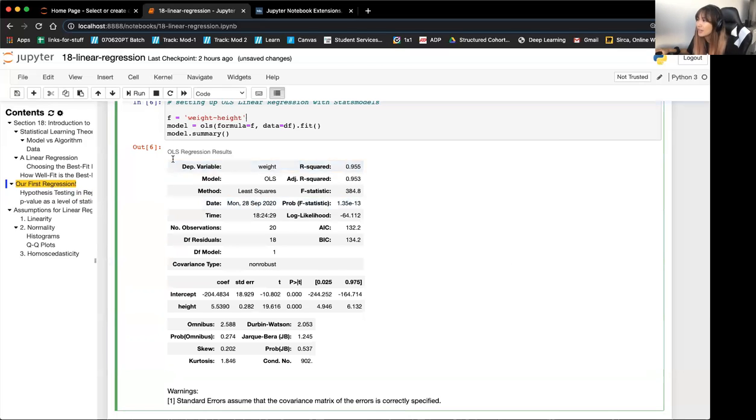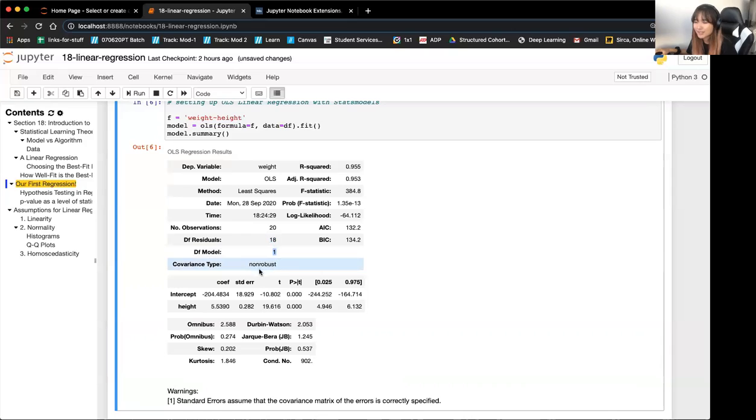So first, on the left side of the first table is just a bunch of summary stats about the model that you used. Our dependent variable here was weight. We're using the OLS model, the least squares method. All of this date and time, not important. How many observations we have, and df of residuals, so degrees of freedom. The number of degrees of freedom is always n minus the number of parameters. Because here we have beta 0 and beta 1, we have 2 parameters, which is why the degrees of freedom of residuals is 20 minus 2, which is 18.